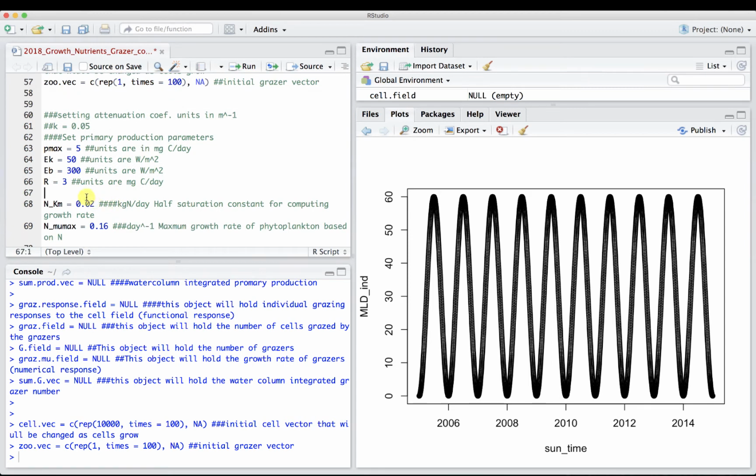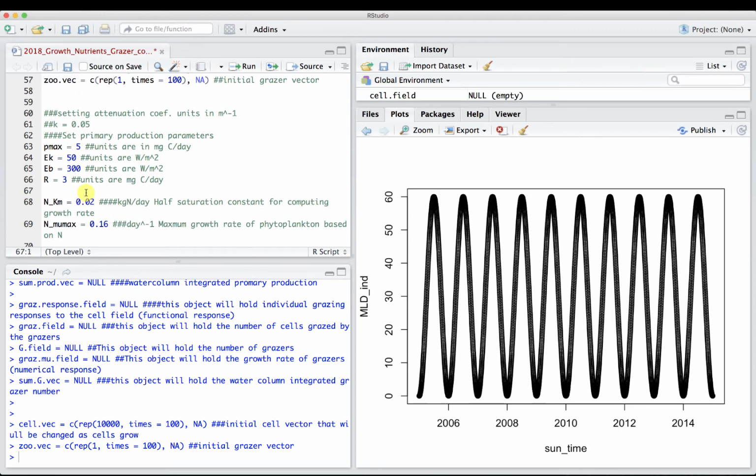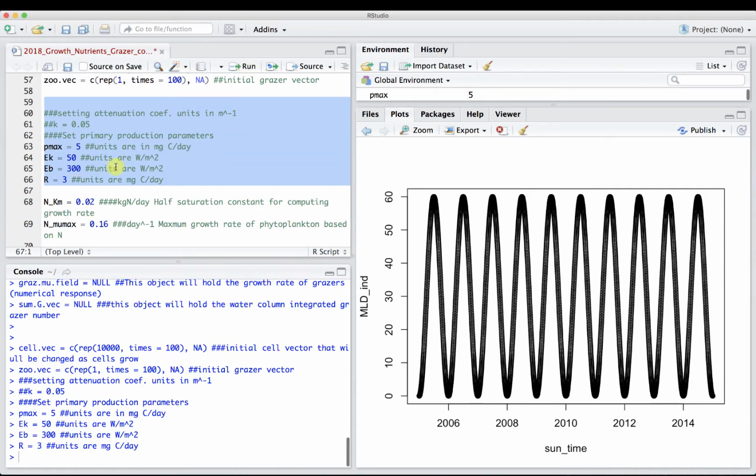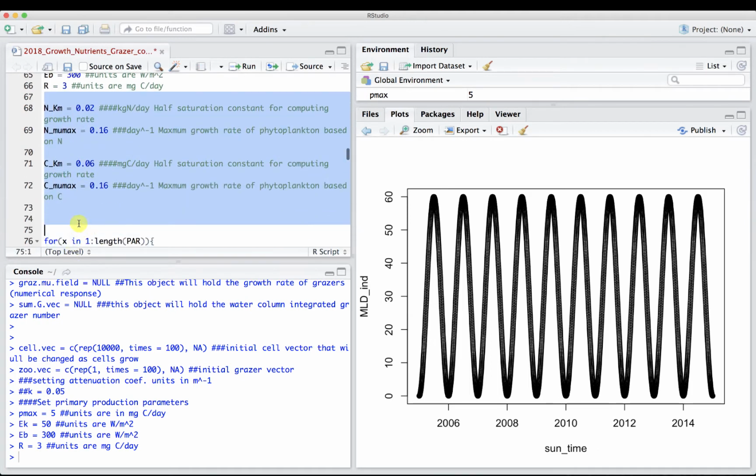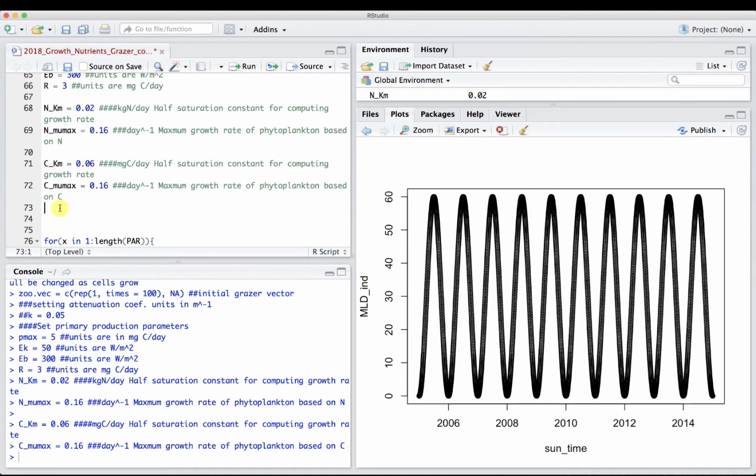Let's scroll down here. Here we've got some constants. Here our primary production, EK, EB, our respiration, our nutrient and carbon, half saturation and mu max constants. Well, we need to do something similar for the grazers.